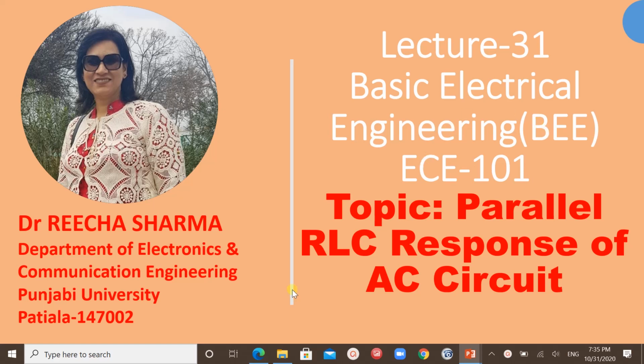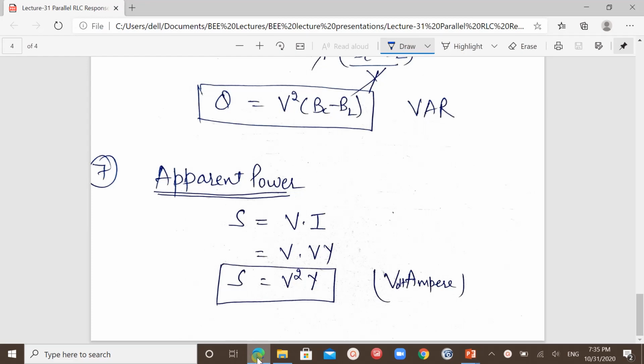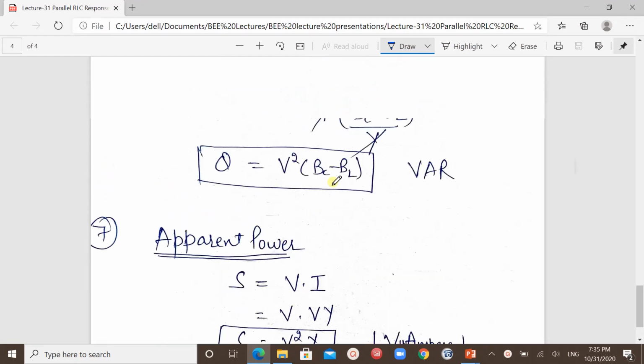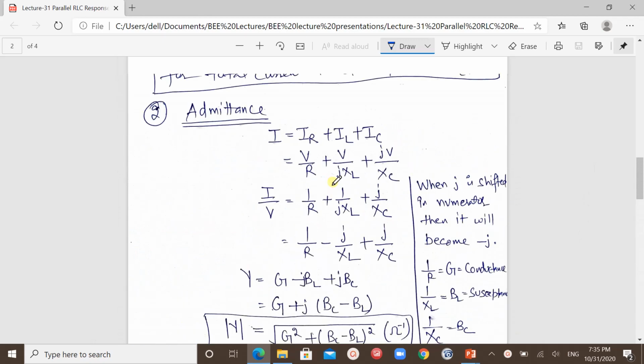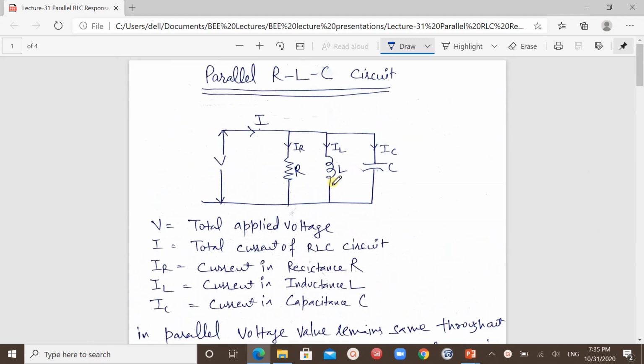In the previous video lecture, we discussed the RL and RC circuit in parallel, and now in this video lecture we will discuss the combination of three in which we are having R, L and C in parallel with each other. This diagram shows the RLC network in which V is the total applied voltage, I is the total current of the RLC circuit, IR is the current in the resistance, IL is the current in the inductance, and IC is the current in the capacitance.